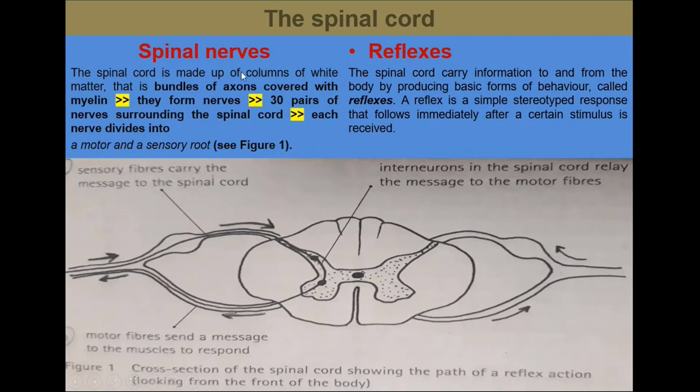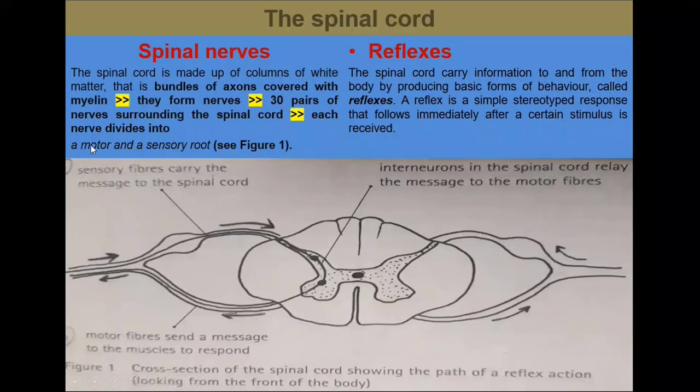They say the spinal cord is made up of the columns of white matter, that is the bundle of axons covered with myelin. Remember, the axons are part of the neurons. So the spinal cord is made up of columns of white matter, that is bundles of axons covered with myelin. If the axons are covered with myelin, they transport information fast. They say they form nerves, 30 pairs of nerves surrounding the spinal cord.